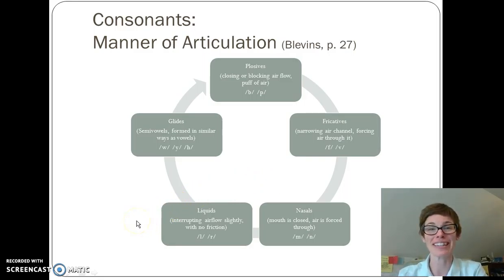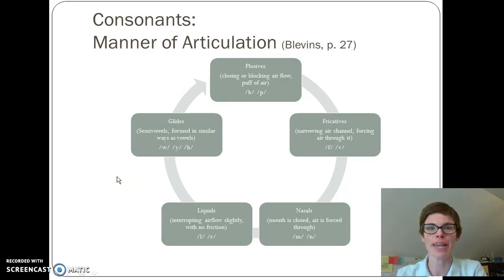We have something called a liquid consonant. That's when you interrupt the airflow slightly, but there's no friction there. So I'm not actually closing my mouth completely, there's still a little bit open. You're interrupting the airflow by moving your mouth in a certain way, but it's not interrupted completely. That's a liquid. And then we have a glide.